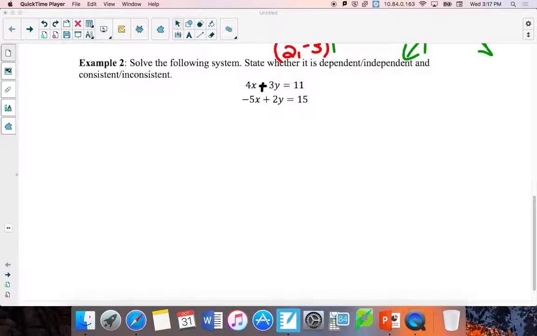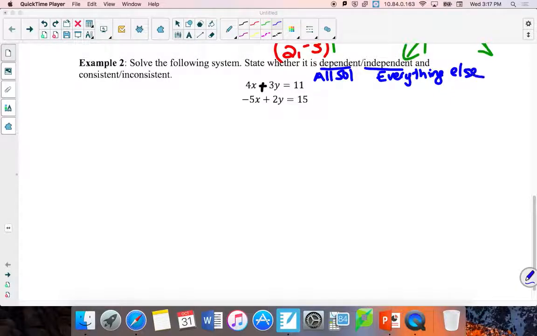I want to give you a little bit of vocab here, when we're talking about dependent and independent. So dependent is when we get something where it's an all solution. Independent is everything else. That would be a no solution, or if we get just one answer. So my math lab's going to ask you this a lot. Are they dependent, independent, and are they consistent or inconsistent? You just need to remember that dependent means you're going to have an all solution, so the line is on top of itself, or it's independent, meaning everything else. For consistent, it means that we have at least one solution.